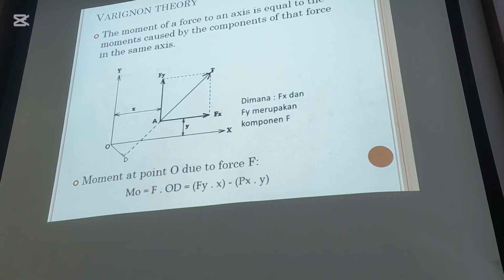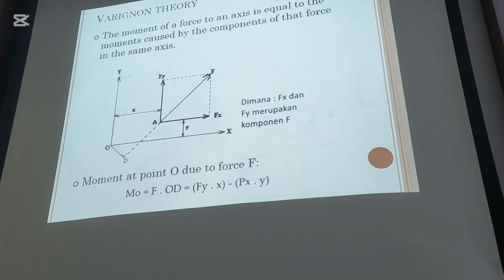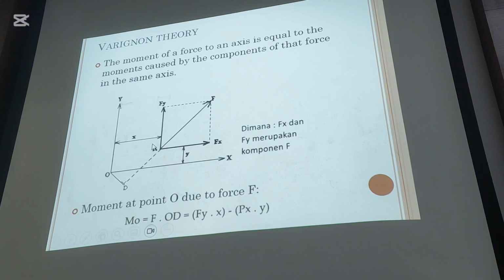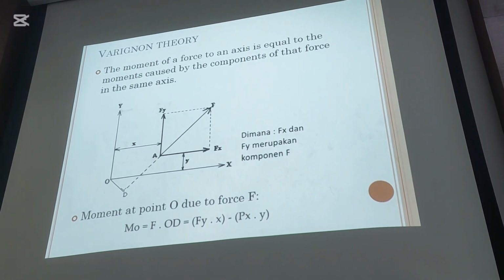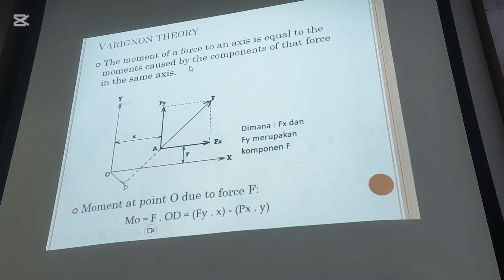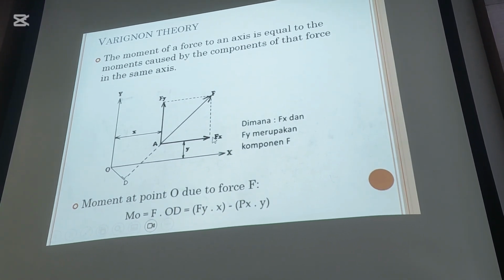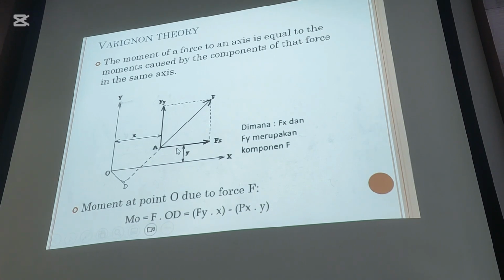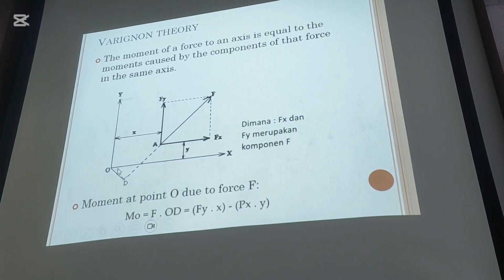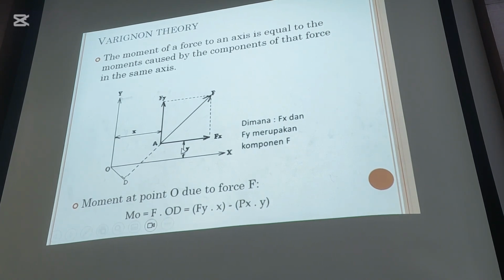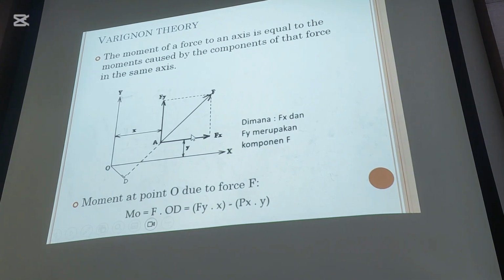There's a theory called Varignon's theorem. Basically, the moment of a force to an axis, like this F, to an axis of O, for example, is equal to the moment caused by the components of that force about the same axis. We decompose this force F into Fx and Fy, with the Fx component in the x-axis and the Fy component in the y-axis. Right? So now we have two forces, Fy and Fx, and each has its own distance: big X for the Fy and small y for the Fx. So now we'll have two moments.